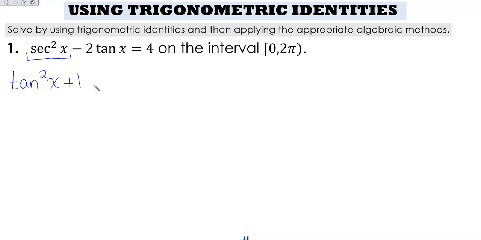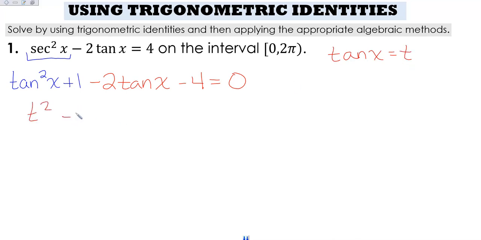And then I'm going to continue my minus 2 tangent of x. And then we're going to subtract 4 from both sides so that we can set this equal to 0. All right, again, guys, I'm going to make my life simple here by saying the tangent of x is going to be equal to t. So that way I can do t squared minus 2t, and then plus 1 and minus 4 is going to be minus 3, equal to 0.